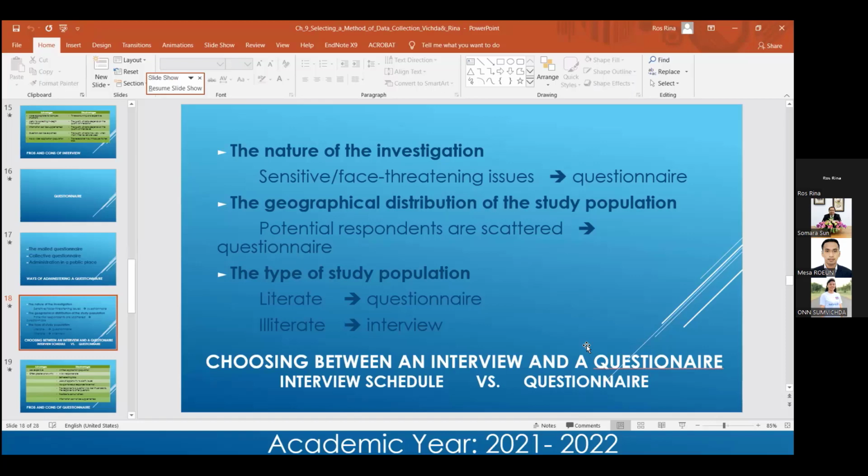So before we decide which one is the best, we need to see the nature of the investigation. If the question makes the respondent feel sensitive or faces a threatening issue, we should not use the interview way. We better choose the questionnaire way to get the information, because if we do the interview, they might be afraid of giving you information, so they might stop in the middle of the interview.